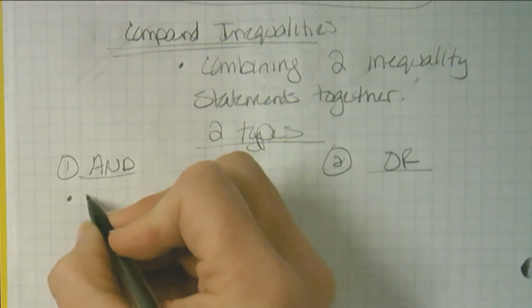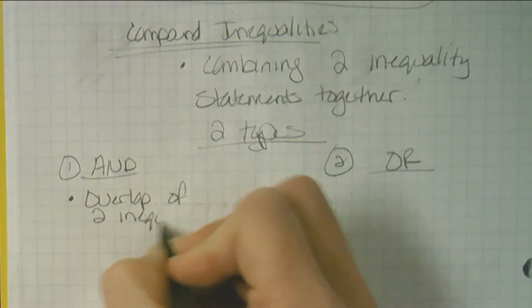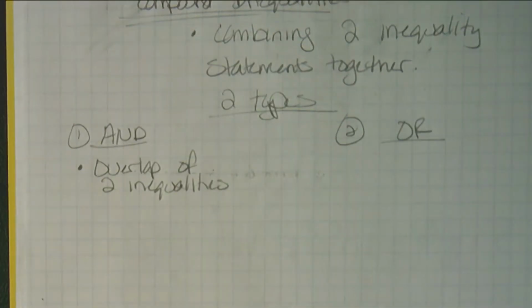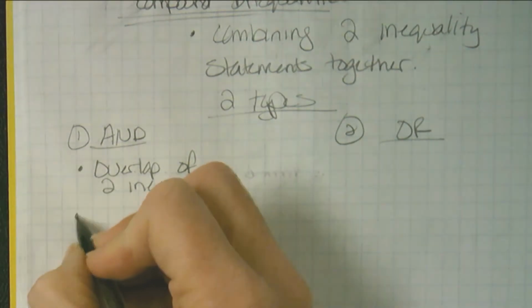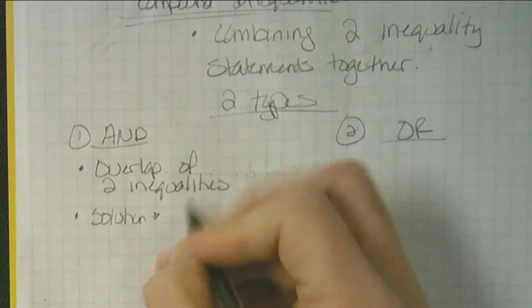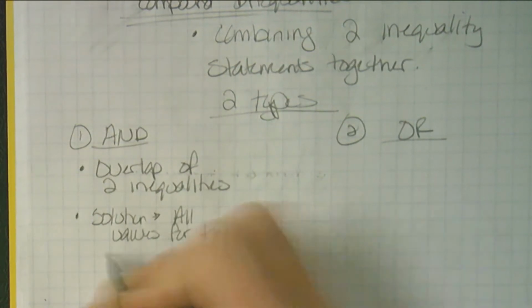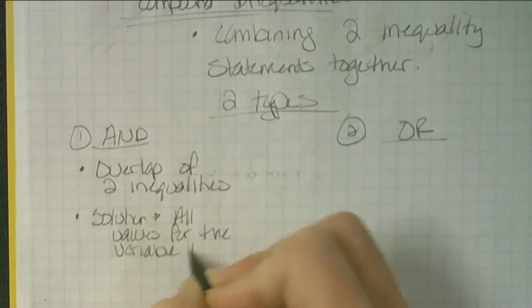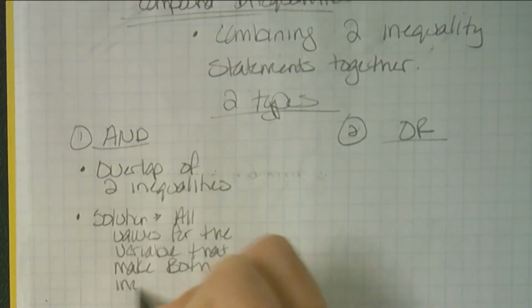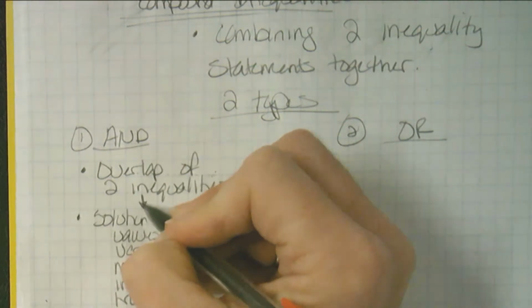Okay. Ands are going to be the overlap of two inequalities. All right, this is the solution. The solution means all values for the variable that make both inequalities true. That's what the overlap means.